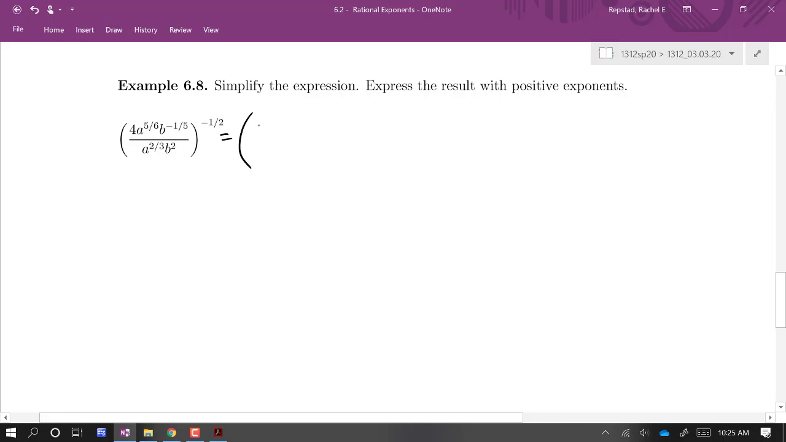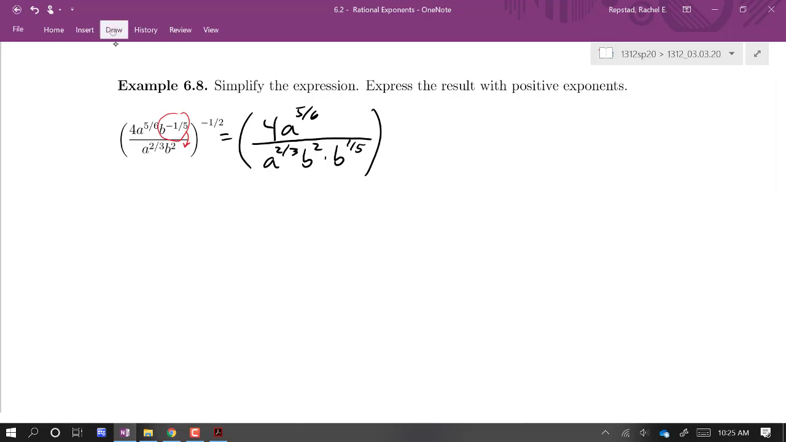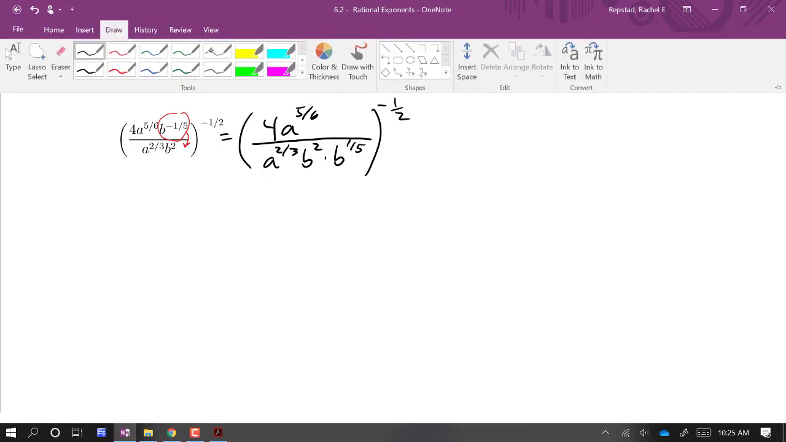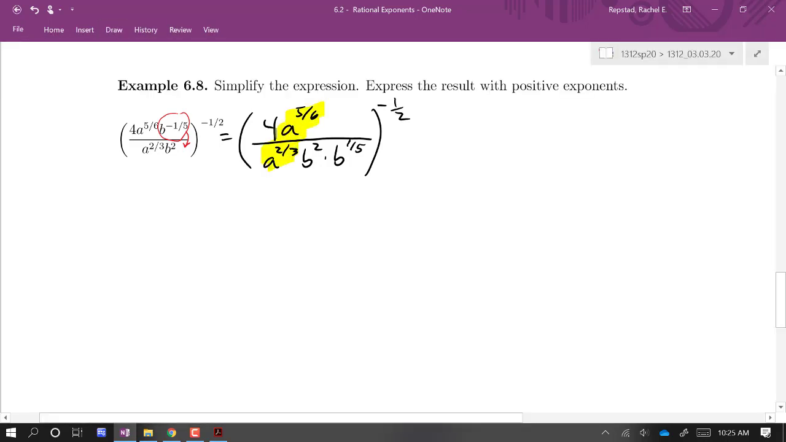So I have 4 on top, a to the 5/6. And then on the bottom, I have a to the 2/3, b squared, b to the 1/5. Right, so all I did first was take this negative 1/5 and throw it downstairs. And this is all to the negative 1/2 power. Now I can work on simplifying the a's and the b's here.